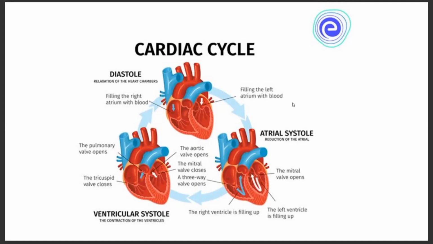Right. So at rest, in a healthy adult heart, the heartbeat rate is 60 to 80 beats per minute.